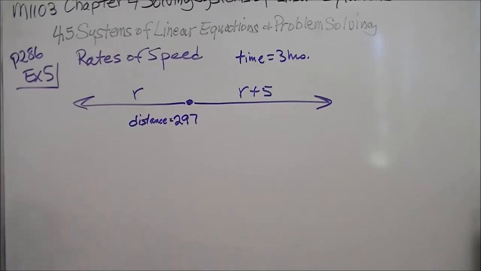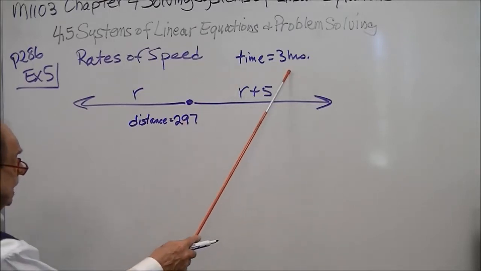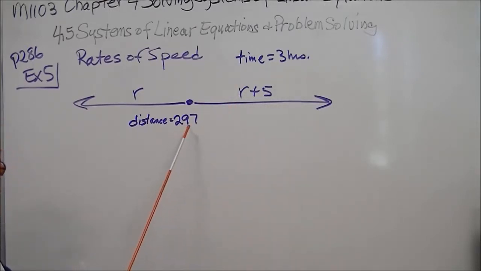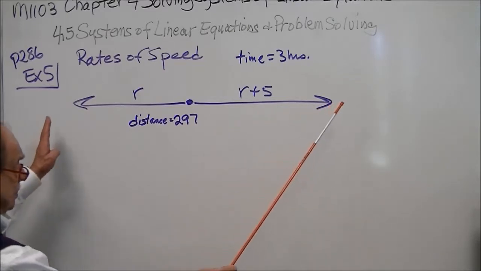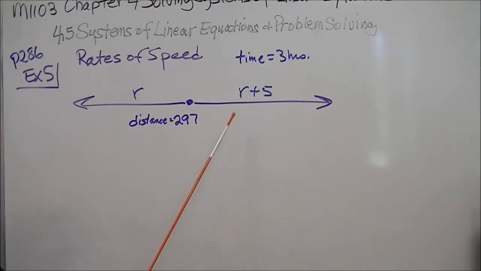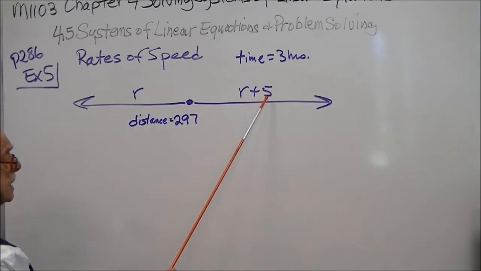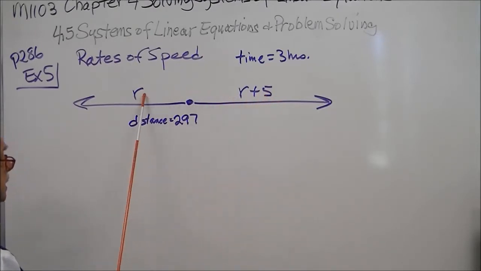Now, this next one, I'll describe the problem to you. We have 2 cars that are leaving a certain point. One is driving east, one is driving west. And eventually they're going to be, in 3 hours' time, 297 miles apart. Now, one car is driving 5 miles an hour faster than the other. What is this rate of speed?